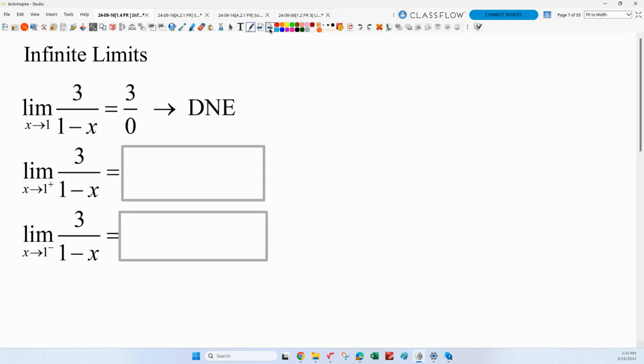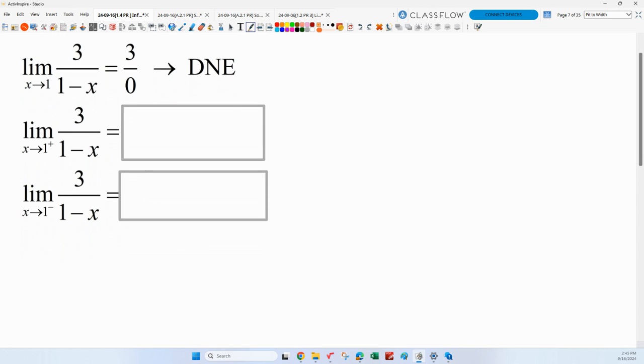Let's be more specific. Let's look at the one-sided limits. So let's take the one-sided limit from the right. As x approaches 1 from the right, what do I get when I evaluate this directly? What's on the top? 3. What's on the bottom? 1 minus 1 plus, right?